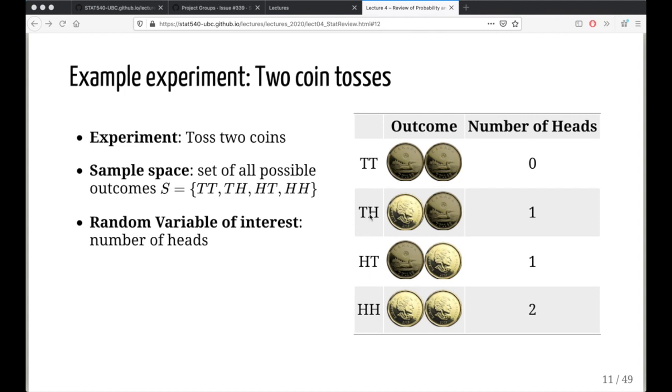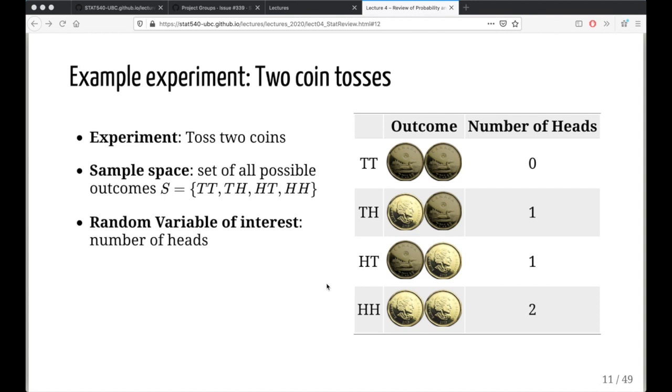Sorry, I just realized that these 2 notations here should be reversed, since here we have heads then tails and here we have tails then heads. But nonetheless, these all encompass the 4 different possible outcomes that we could get by tossing these 2 coins.